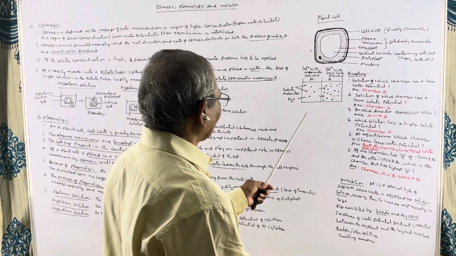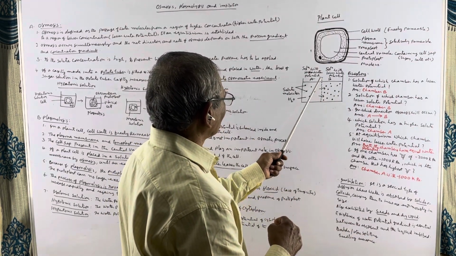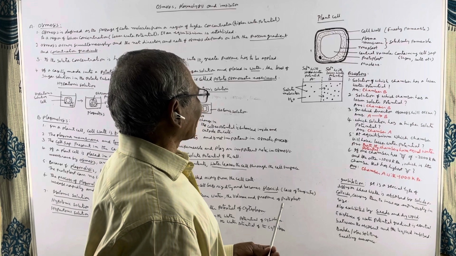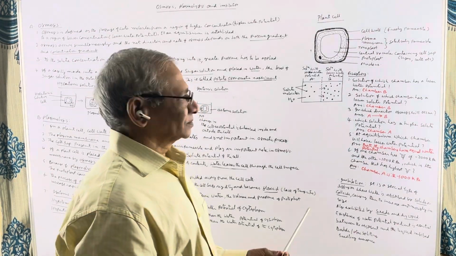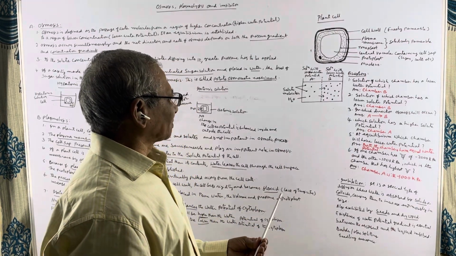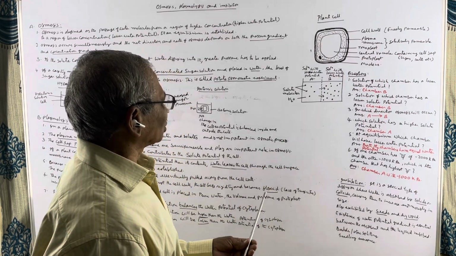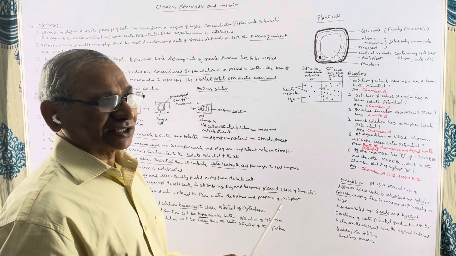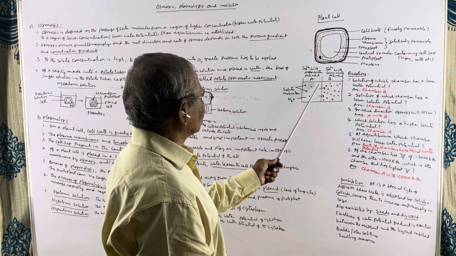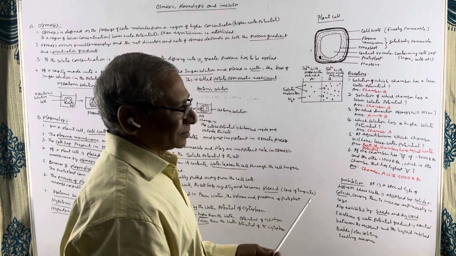Now I have drawn here a figure where two chambers A and B are separated by a semi-permeable membrane. Chamber A is filled with a solution having higher water potential, that means less concentrated, whereas chamber B is filled with a solution with lower water potential, that means a concentrated solution. So a diluted solution has higher water potential, and a concentrated solution has lower water potential. Here the two solutions are separated by a semi-permeable membrane.